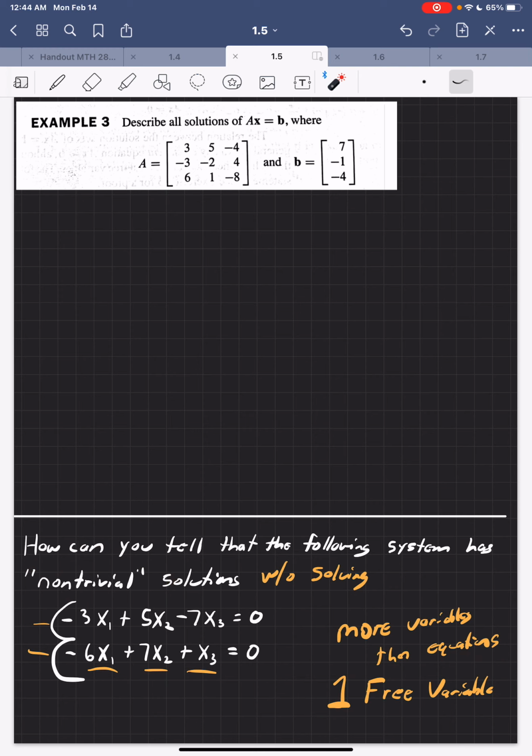Okay. So example 3, notice that this is not a homogeneous equation, right? This is a non-homogeneous equation. So just, again, keeping our language under control here. It's non-homogeneous because it's not set equal to 0, right? When we had 0, 0, 0 here, then we had a homogeneous equation. But look at B. B is not a 0, 0, 0.